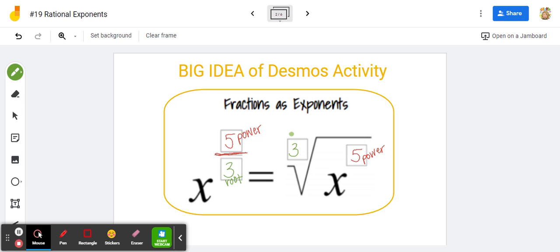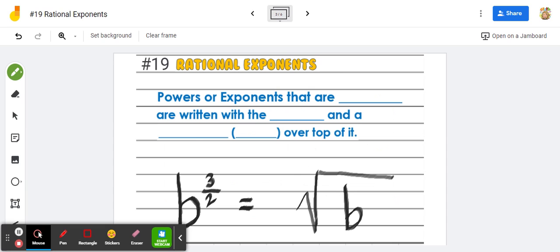And so we're just going to keep this in mind, and we're going to go back and forth between the two forms, because sometimes it's easier to simplify using the root form, and sometimes it's easier to play with the exponent form, the fraction as a power form. So we're going to go back and forth. In your notebooks, I want you to write the following. Please write this down in your notebooks as number 19, rational exponents.